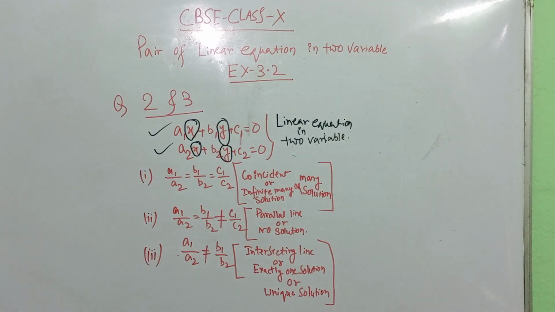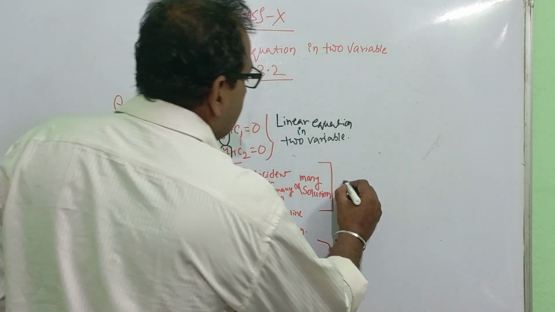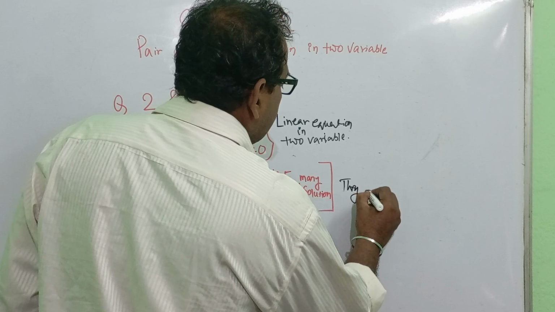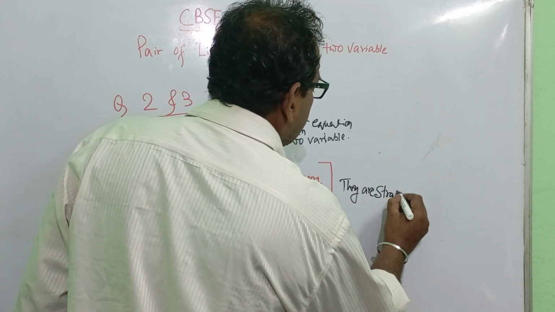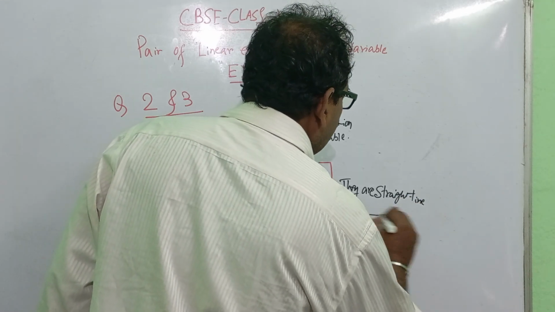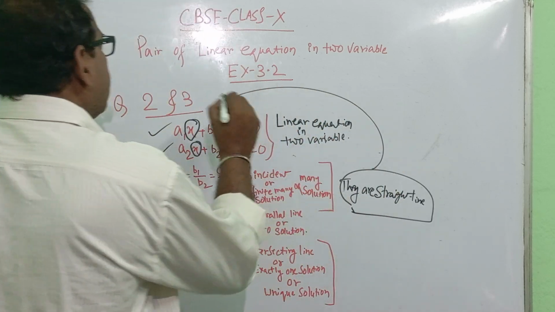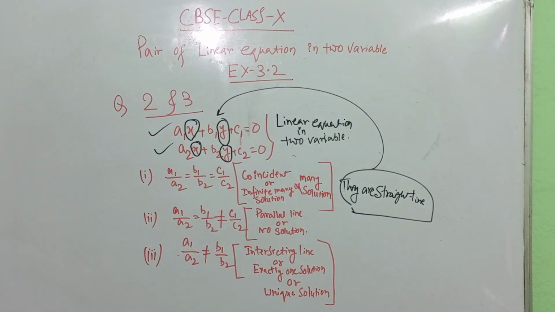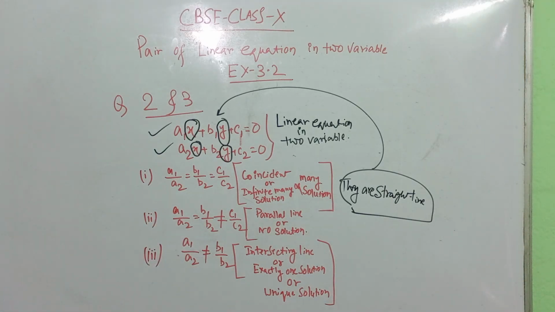Now if these things are there, then they are straight lines. They are straight lines. Clear? That means they are straight lines. Now if two straight lines are there, what are the conditions? We have to see that.